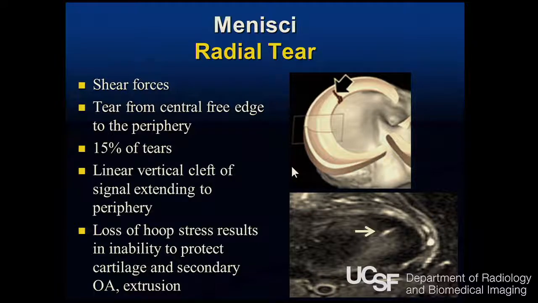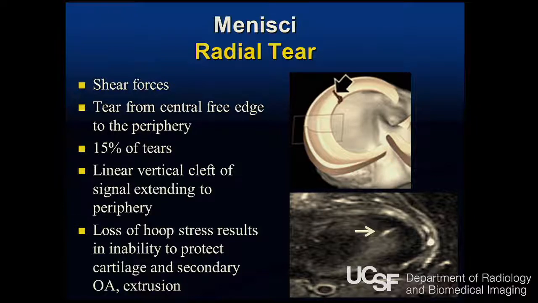And now moving on to our last type, this radial type tear. Again, remember, this is different than a vertical longitudinal, because it's not extending superiorly to inferiorly. It's rather extending centrally to peripherally, from the articular surface peripherally. So what you may see on an axial image is something like this, again, extending centrally to peripherally. It's a tear from that central free edge.